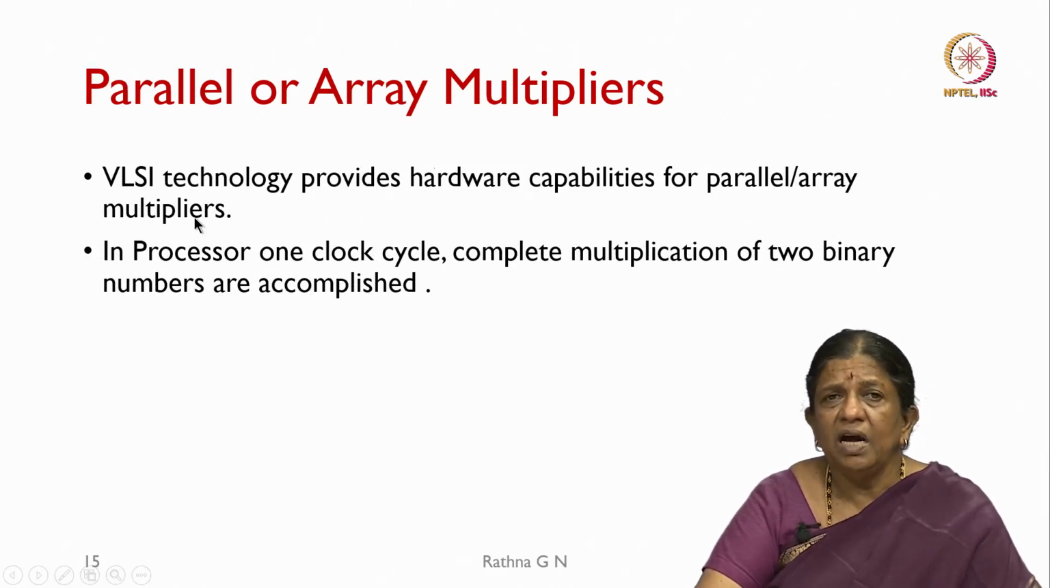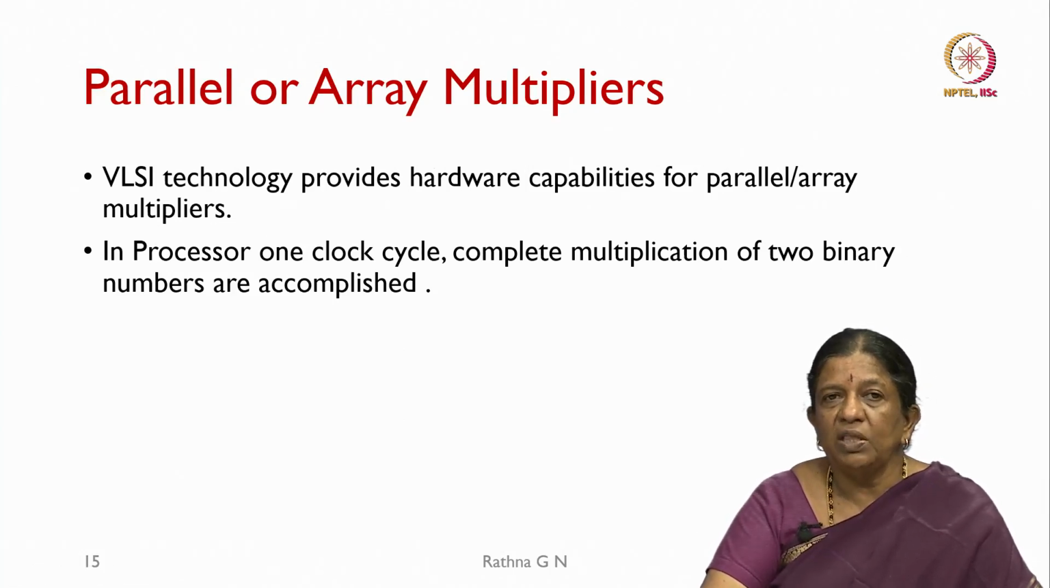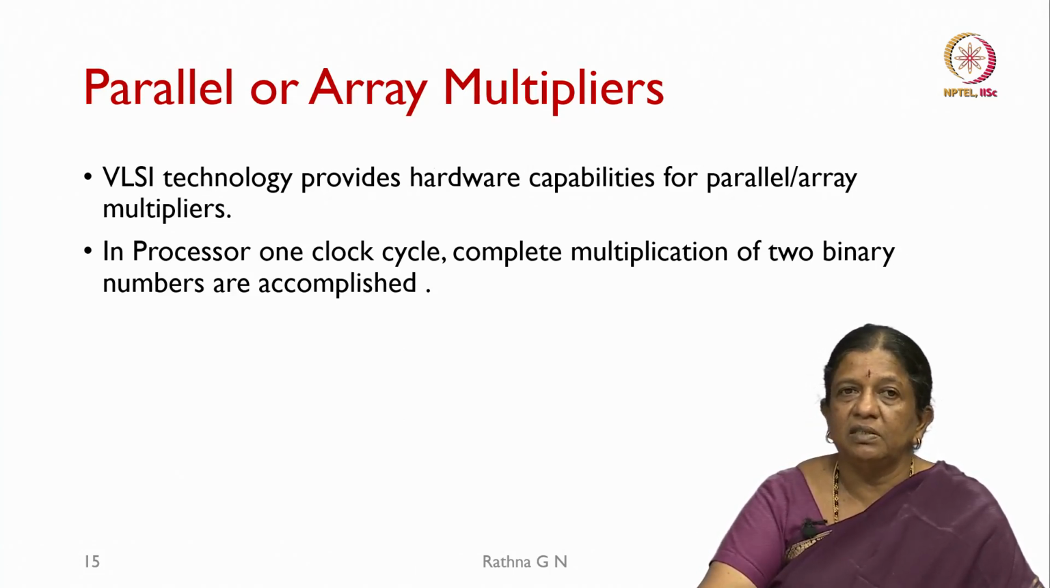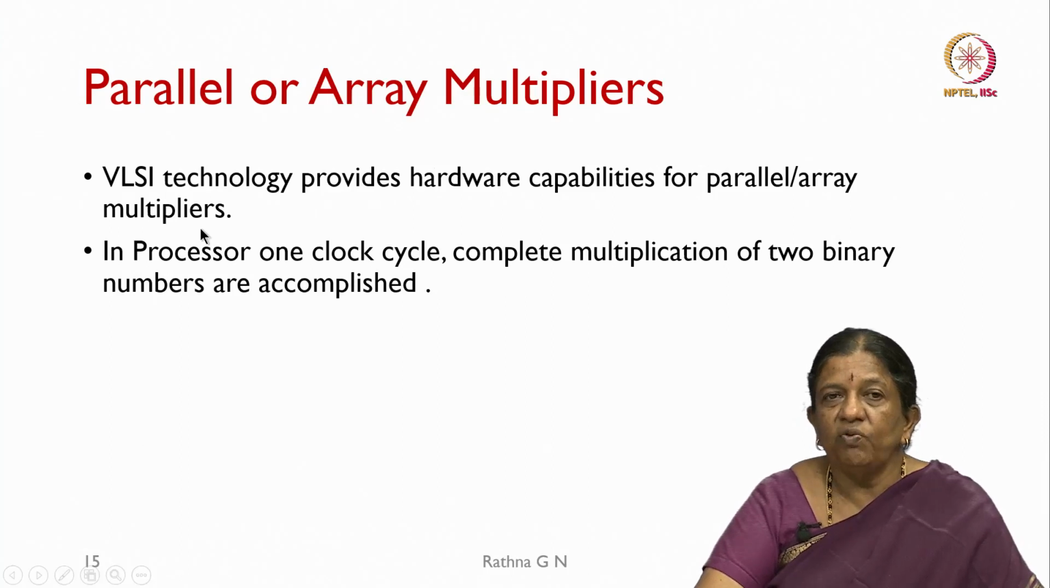We will see how we can increase the speed using parallel or array multipliers, what we call it. Just now we did the fixed point multiplication. So, you saw that the multiplication is basically a successive addition. So, if we consider n bits, we will take n clock cycles, and then n plus 1 clock cycles will be required to do our successive addition. So, whether we can improve on this.